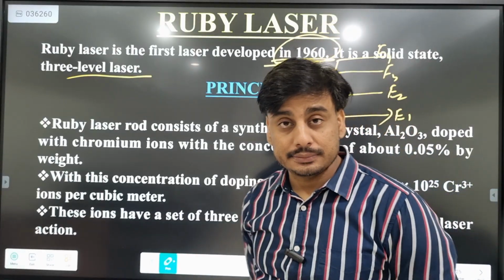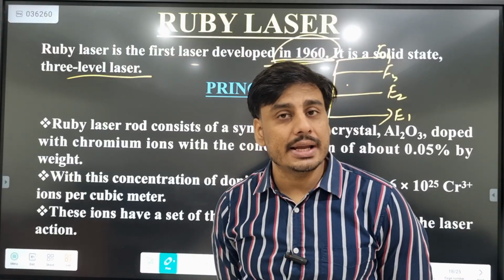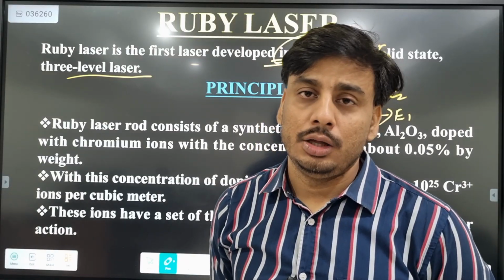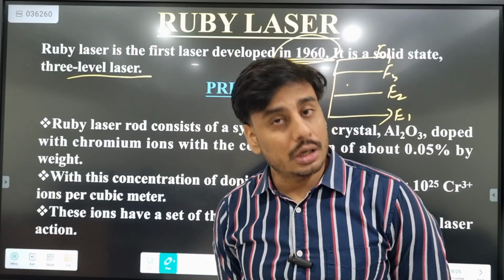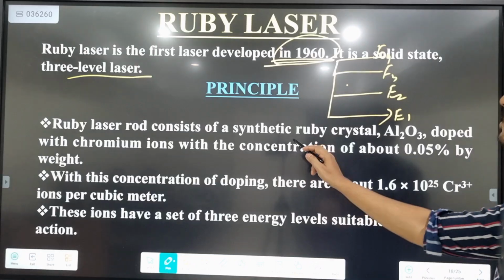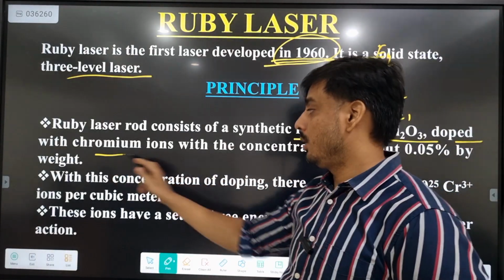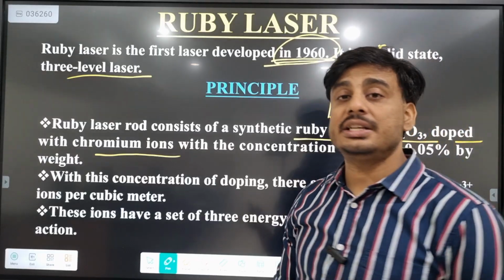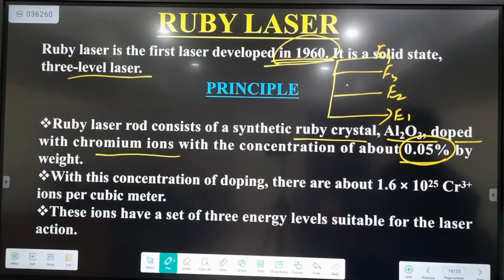It contains a ruby crystal, which is aluminum oxide doped with chromium ions. Doping, I think you already know, is used in order to increase the conductivity, because more conducting particles or ions are there. So it contains ruby crystal, aluminum oxide doped with chromium ion. The doping percentage is 0.05 weight percent.